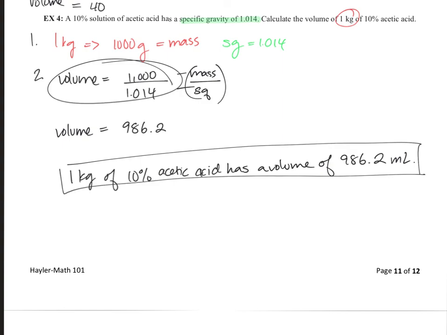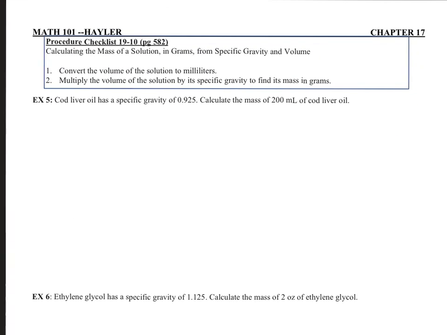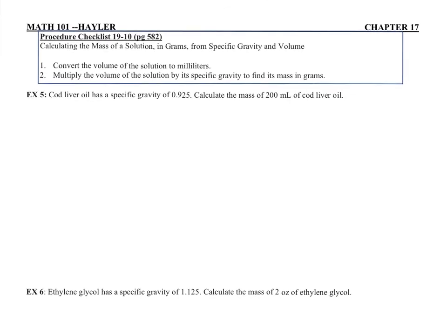Okay, let's see, looks like we just have one page left. So the next thing we're calculating, procedure checklist 19.10. Calculate the mass of a solution in grams from specific gravity and volume. So kind of what we're doing for all of these problems in 19.4 is we're using the same equation, specific gravity equals mass divided by volume. We're using the same equation and playing around with it to solve for each of the different units here. So this time we are going to be solving for the mass.